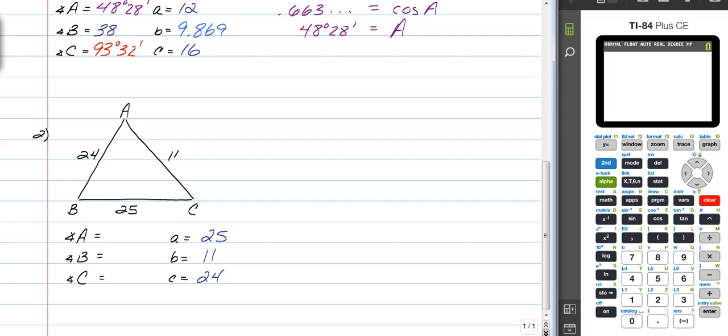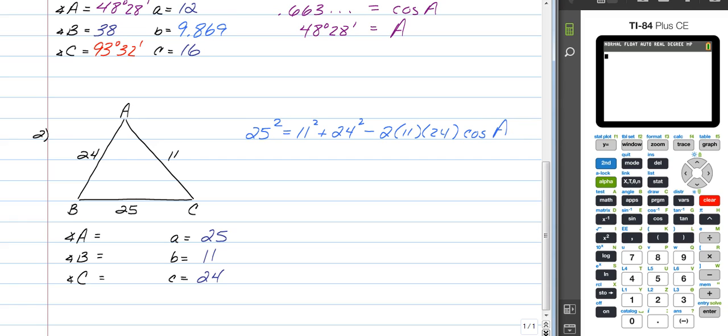Okay, so as mentioned before, I kind of like working alphabetically, so I'm going to find angle A first. I'm just going to show you the setup. So we should have 25 squared is equal to 11 squared plus 24 squared minus 2 times 11 times 24 cosine of big A.